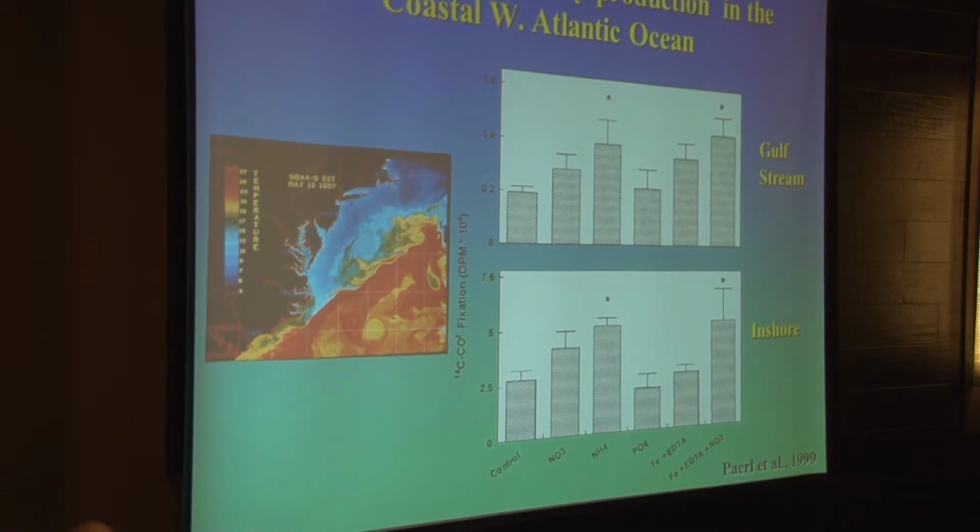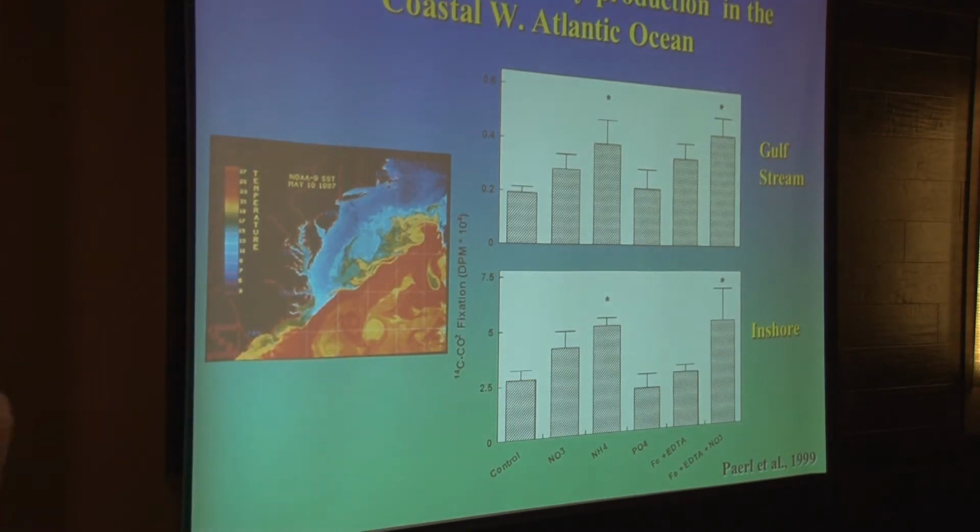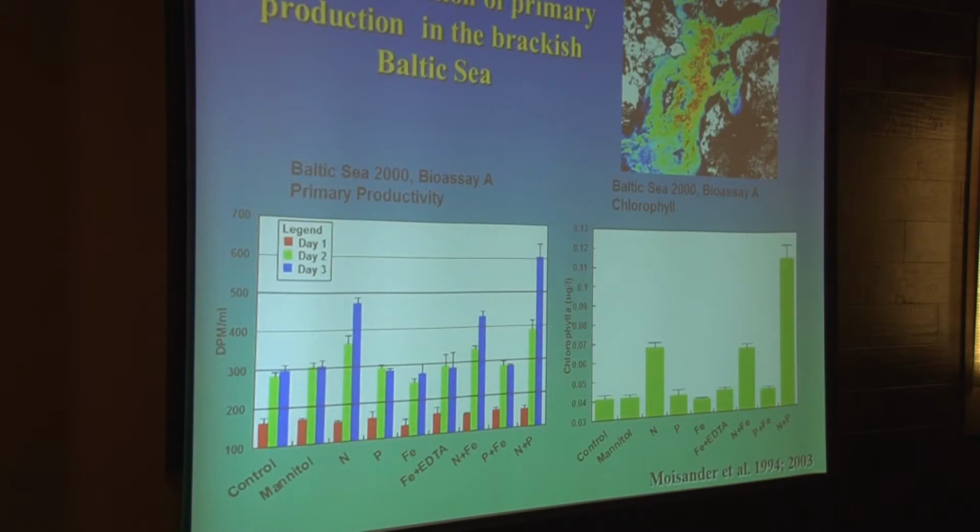So there does seem to be a close linkage between nitrogen and iron limitation when you use a source of nitrogen that requires iron to be used. Whereas with ammonium, there is no significant difference. So you can see some of these nutrient interactions show up.